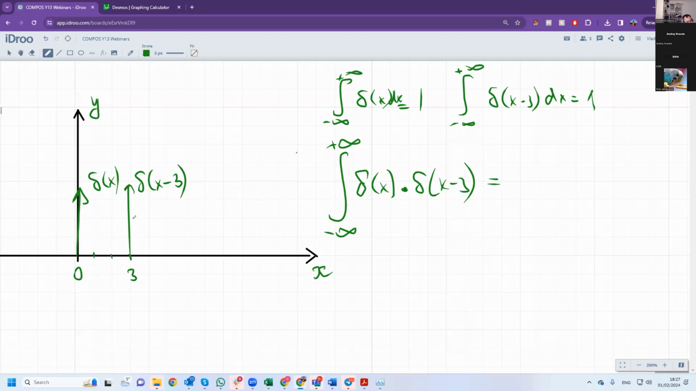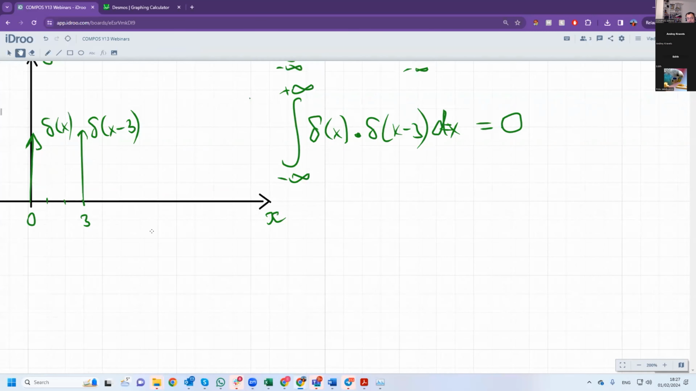Still 1? Well, the delta function is 0 everywhere except at one point. So if you multiply them, it's going to be 0 multiplied by something finite, so it's going to be 0. It's actually quite simple. The other function is still 0 when the other one isn't. So it's going to be 0 times the value of that integral, 0 times 1, which is 0.